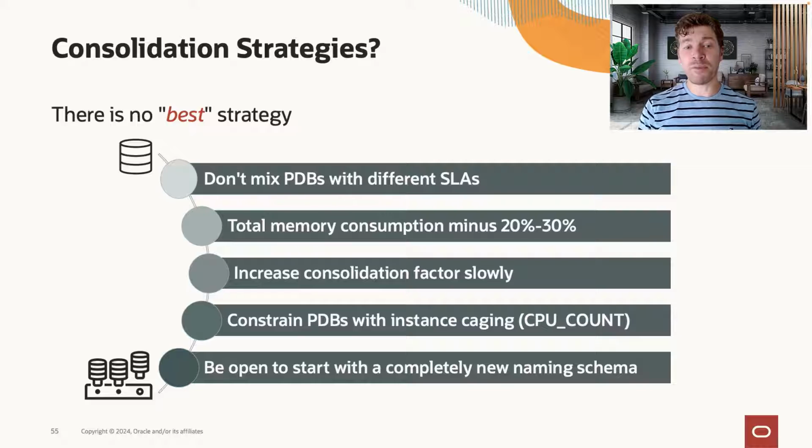So for the total memory consumption, what we recommend is to add up all of your PDB requirements together and reduce it by 20 to 30%. That way the memory will flow around, and if you think that you need more memory, then you can slowly increase it until the maximum memory. We will talk in the next webinar about CPU instance caging and how resource manager kicks in here to distribute the CPU among the instances.